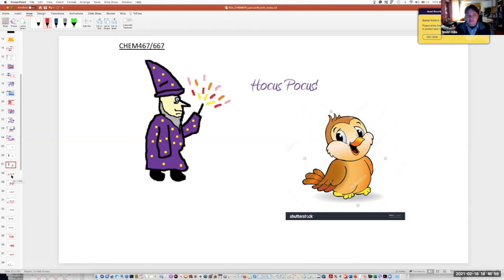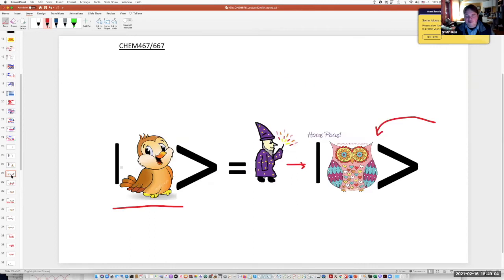Now let's describe the same thing in the math language of quantum mechanics. So here is the ket vector for when I'm an owl. Here is the operator that changes my state, and here is the ket state of the skylark. So a quantum operator changes the wave function, right? Okay, let's go further.